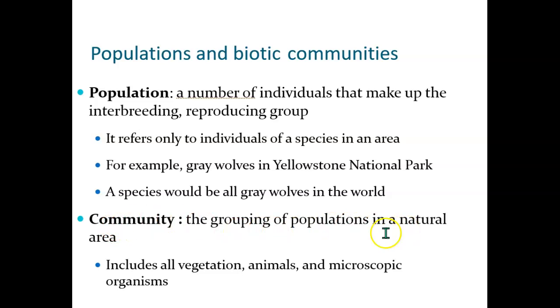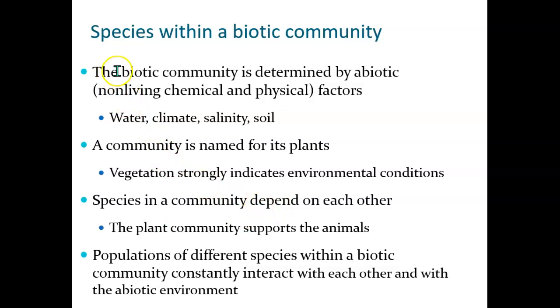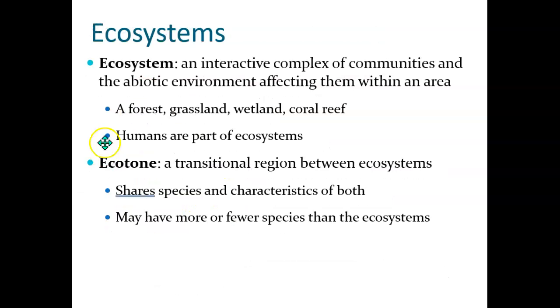A community is the grouping of populations in a natural area, as I mentioned before, and includes all vegetation, animals, and microscopic organisms. So that is everything within a biotic community. And then an ecosystem, as I mentioned, is an interactive complex of communities and the abiotic environment affecting them within an area. There are also things called ecotones, which are transitional regions between ecosystems.